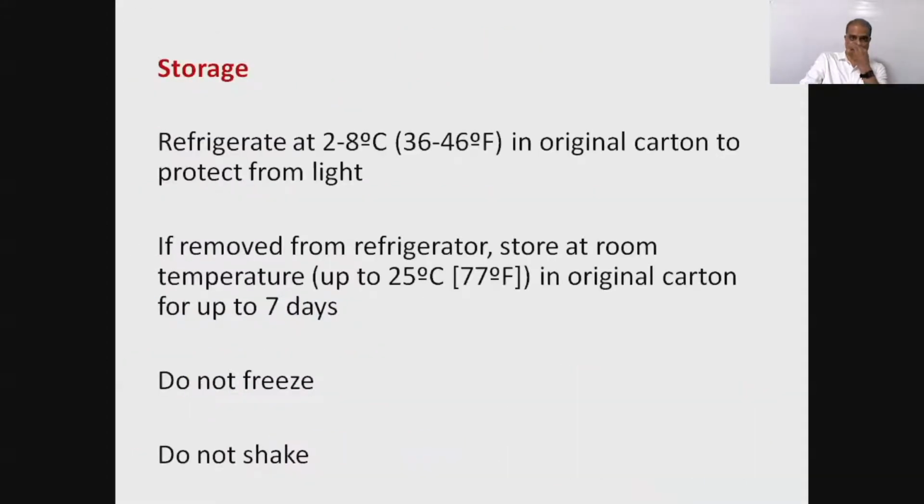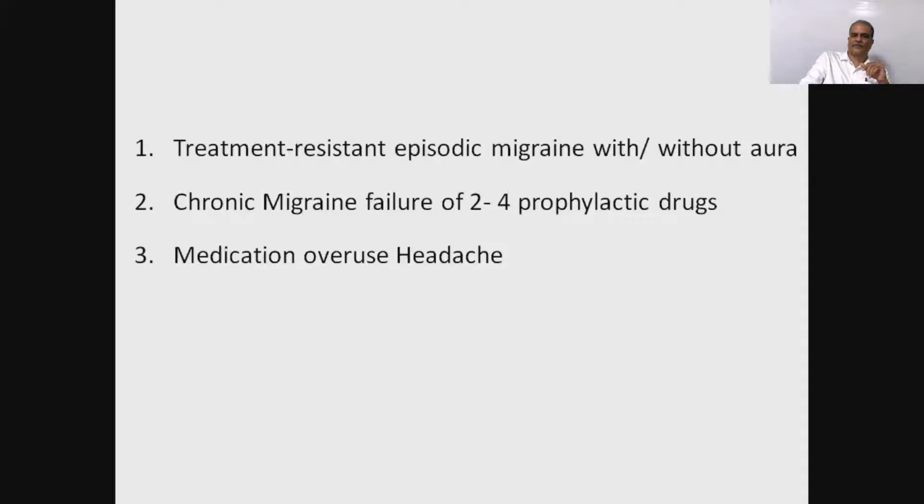This has to be refrigerated, but should not be frozen. If you remove it, it has to be used within the first week. This has now been used extensively for both treatment-resistant episodic migraine with or without aura. It can be used in chronic migraine where the patient has failed on 2 to 4 prophylactic drugs. It has also been proven useful in medication overuse headache, which is a condition that is very difficult to treat.